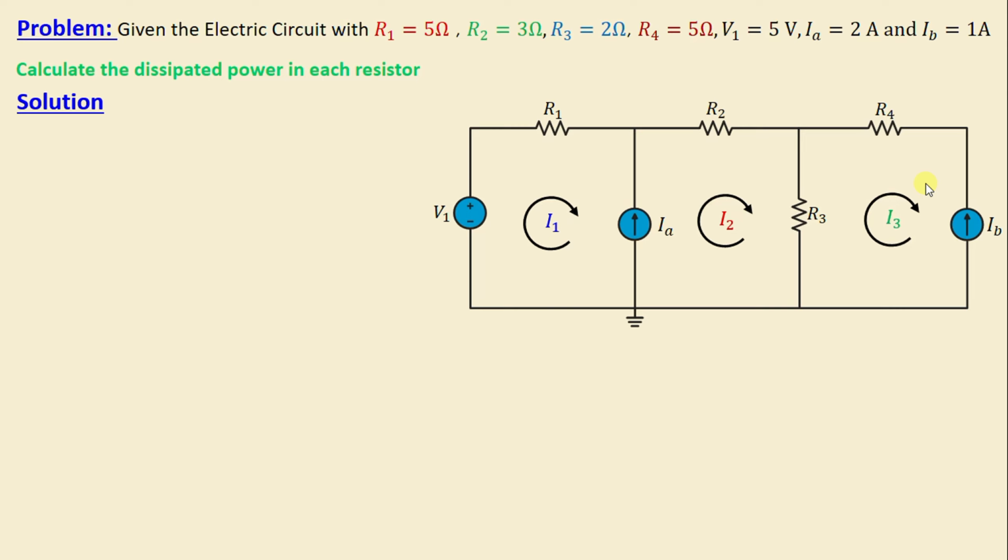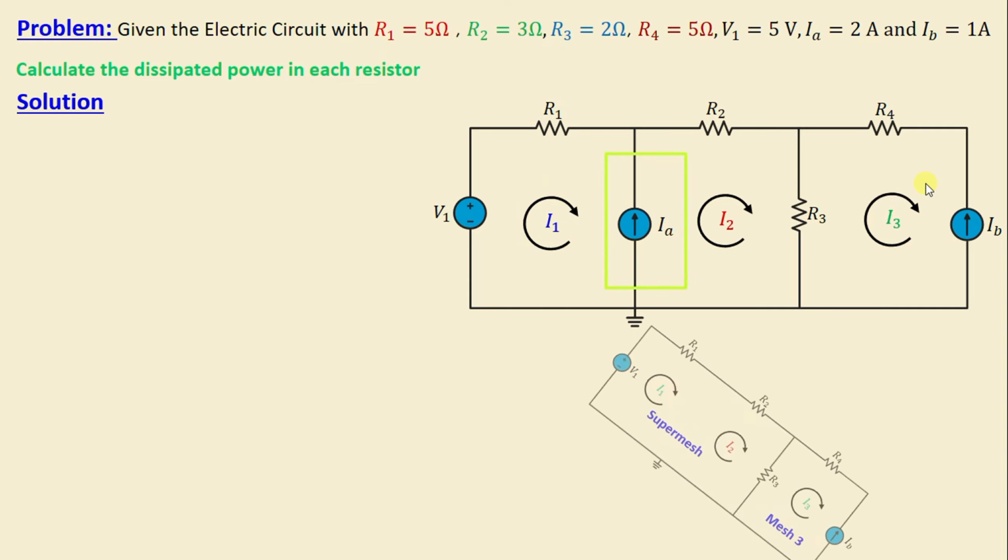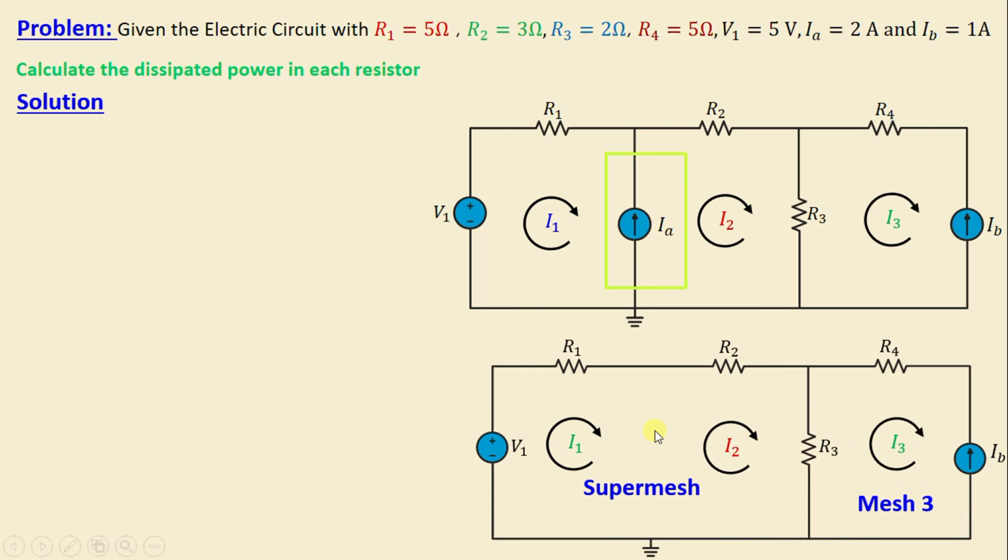After we finish the assignment of the mesh currents, we need to remove the branch containing the current source IA. Then we obtain our supermesh. Let's start first by applying KVL in the supermesh. We can write negative V1 plus R1 I1 plus R2 I2 plus R3 (I2 minus I3) is equal to 0.